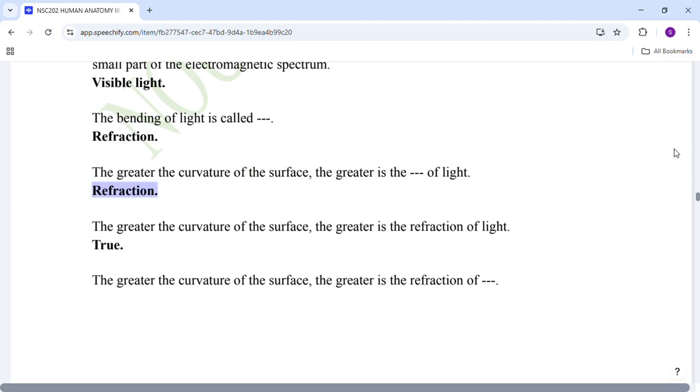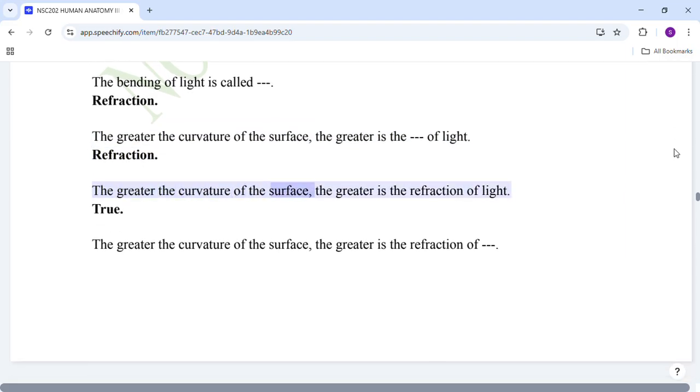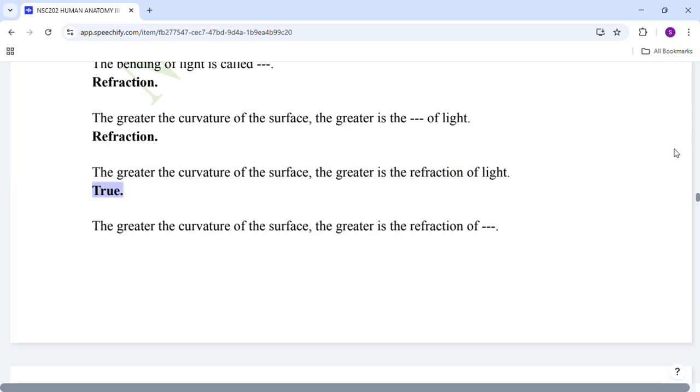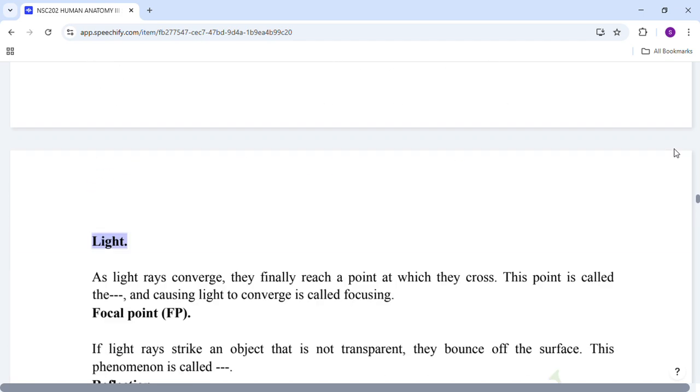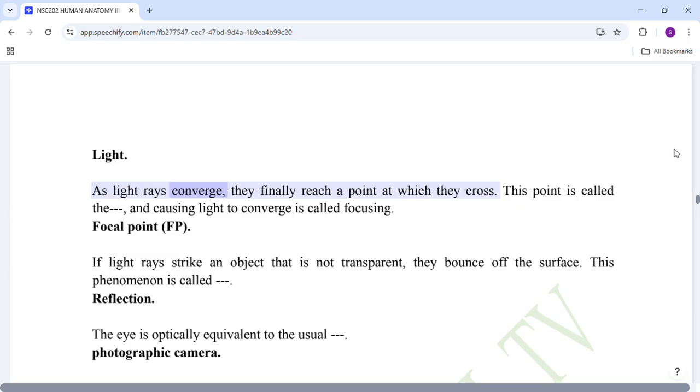The greater the curvature of the surface, the greater is the refraction of light. As light rays converge, they finally reach a point at which they cross. This point is called the focal point, FP, and causing light to converge is called focusing.